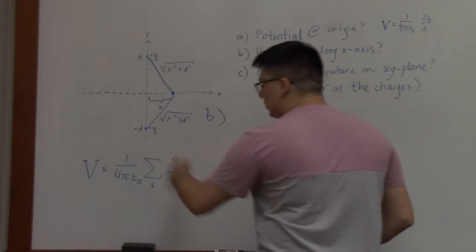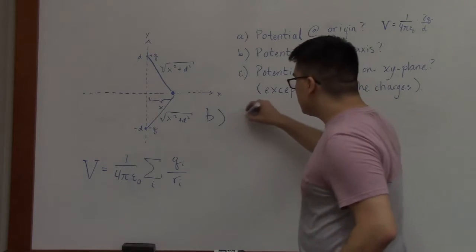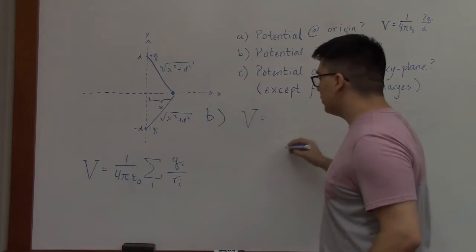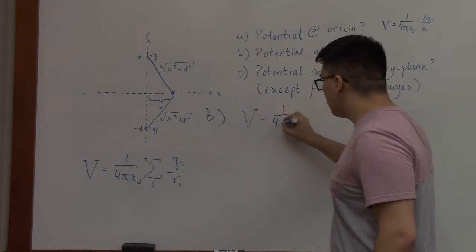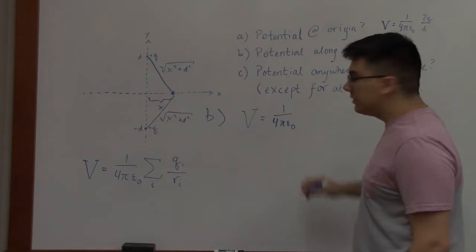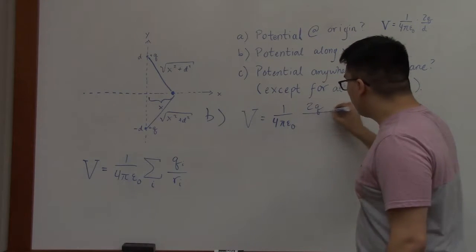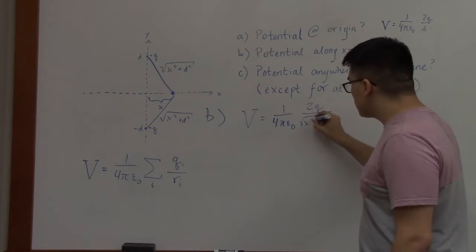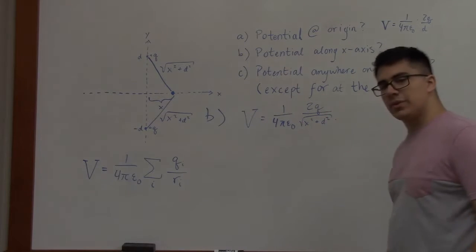And since it's identical, I'm just going to add that twice. The voltage for this part is going to be 1 over 4 pi epsilon naught times 2q over the square root of x squared plus d squared.